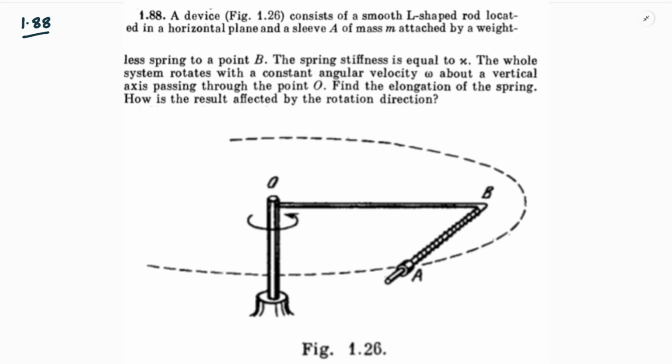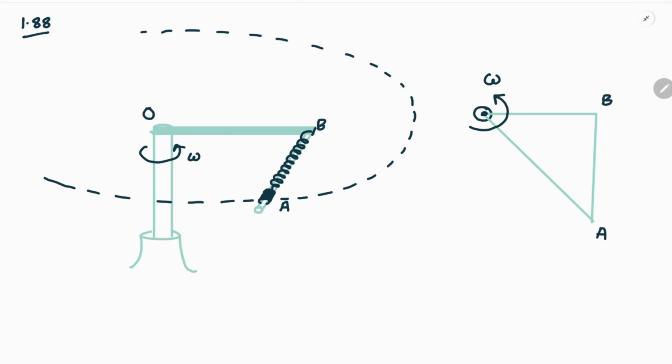So we begin by constructing our own diagram. This is the necessary diagrammatic representation of the situation which the problem is trying to explain, and this is the axis about which it is rotating, and this is L shaped. When I say it is L shaped, it means that this angle is 90 degrees.